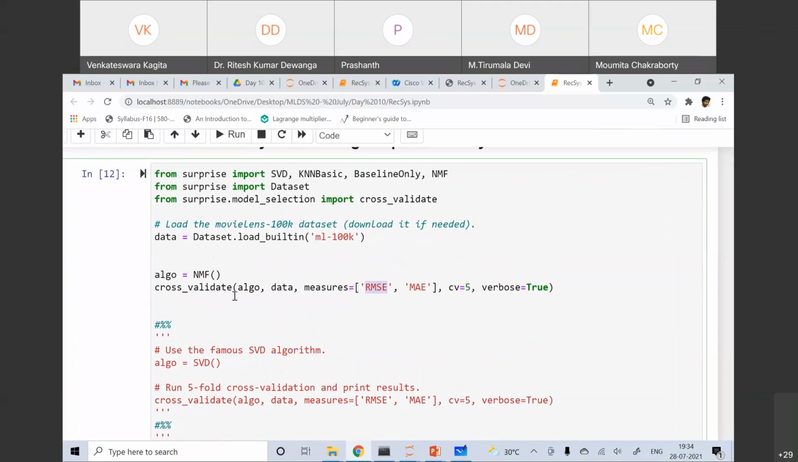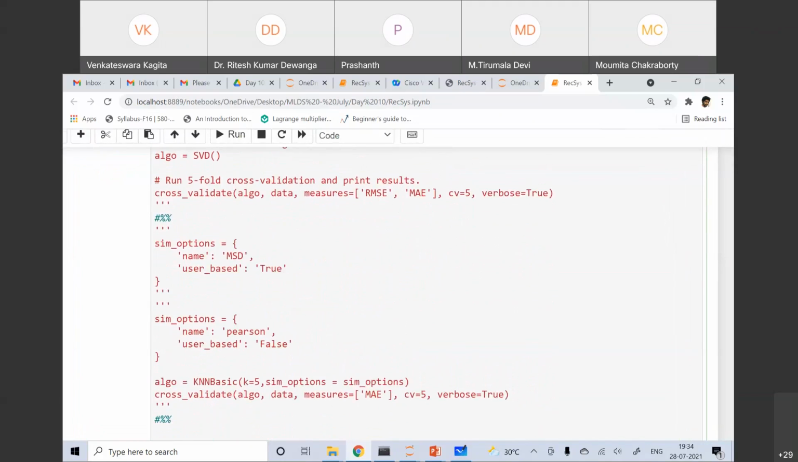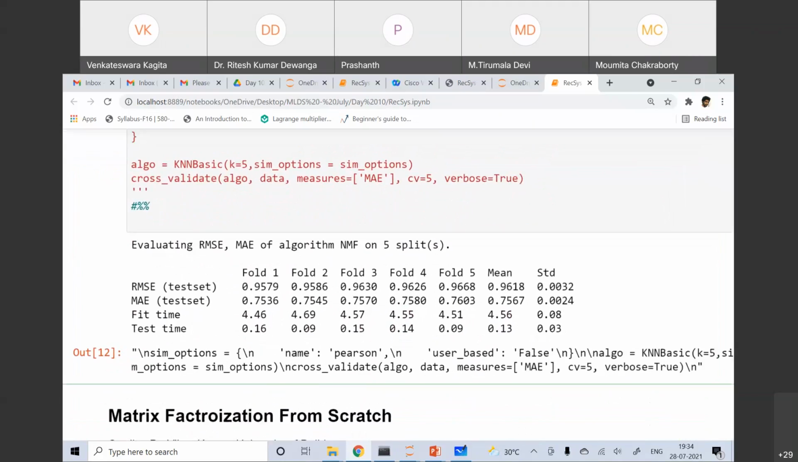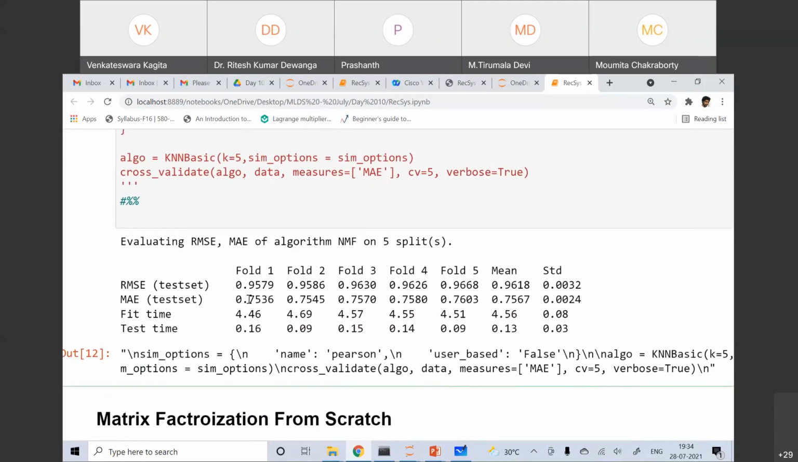So you cross validate. Now you will get MAE and RMSE like this. At fold 1, this is MAE, this is RMSE. And at the time of training, this is the error. At the time of testing, this is the error. Sorry, fit time means training time. This is the training time. This is the test time.